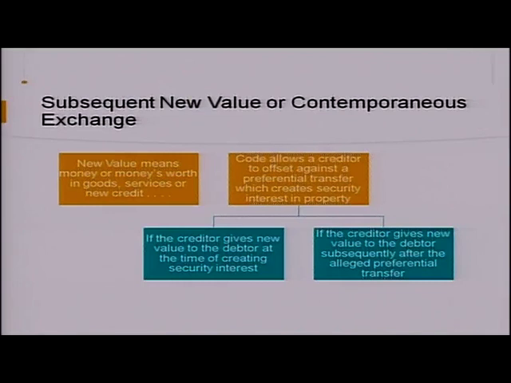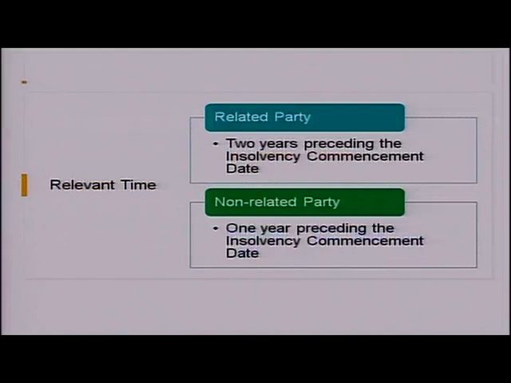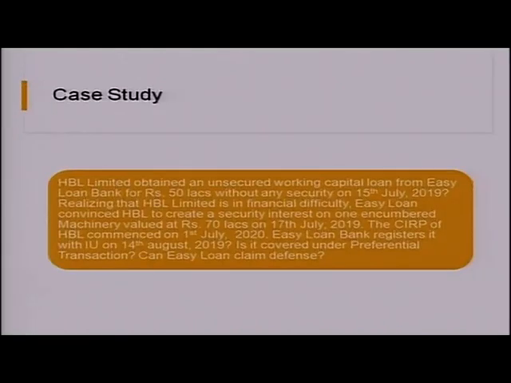The code allows the creditor to offset against a preferential transfer which creates a security interest in the property. This is also very important: when a security interest is created, it is also treated as a transfer of property. But if it creates a new value, then it is outside the purview of a preferential transaction. Now, what is the relevant period? As I mentioned in the beginning, there is a relevant period. For a related party, it is 2 years preceding the insolvency commencement date. For a non-related party, the period is 1 year preceding the insolvency commencement date.